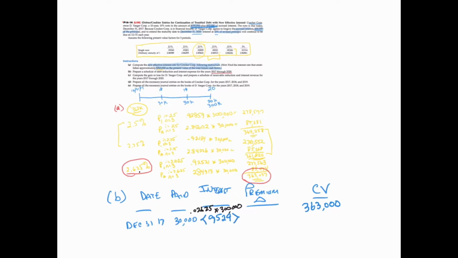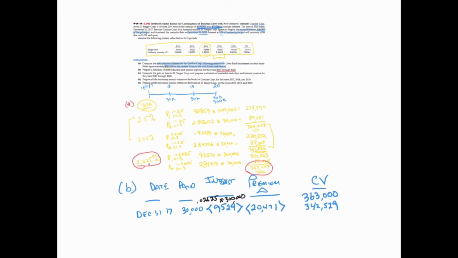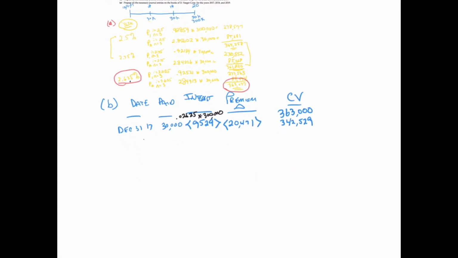That's interest expense. We're going to reduce the carrying value for the difference between 30,000 and 95.29, or 20,471. And that's going to be a reduction in the premium or carrying value, if you will, 342,529. We call it a premium here, and I'll explain why in just a little bit. In the next year, 18, there's a 30,000 payment. We're going to take, I'm sorry, that was calculated.